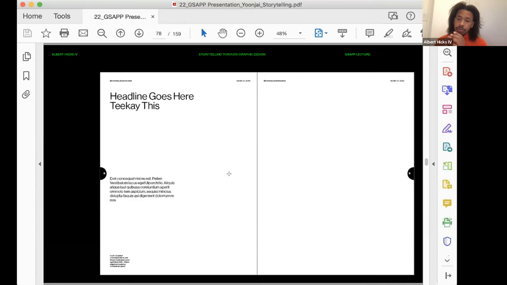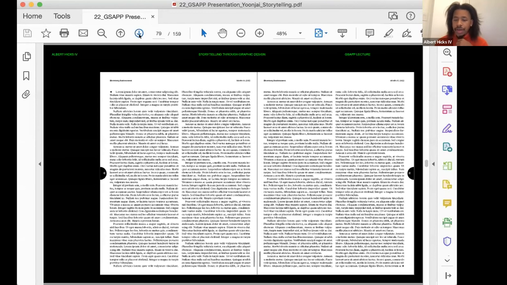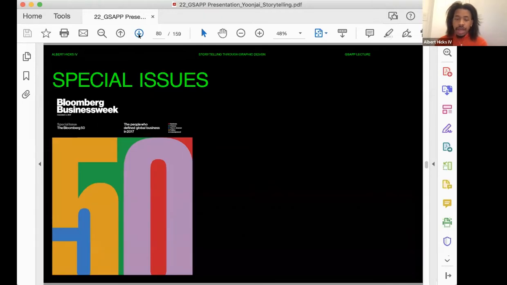They're most of the time about 4, sometimes 8 pages. So this is a place where you get to really have a free for all. This is just a template for it, but you can really dial it up. And then there are times where there are special issues.